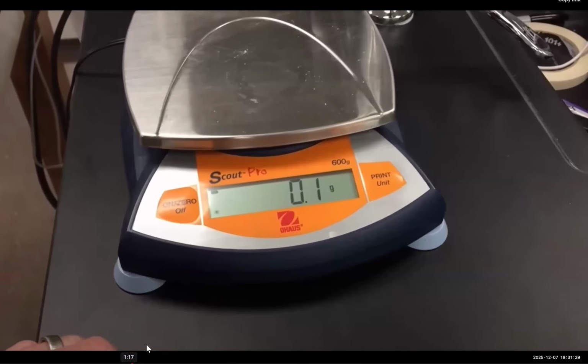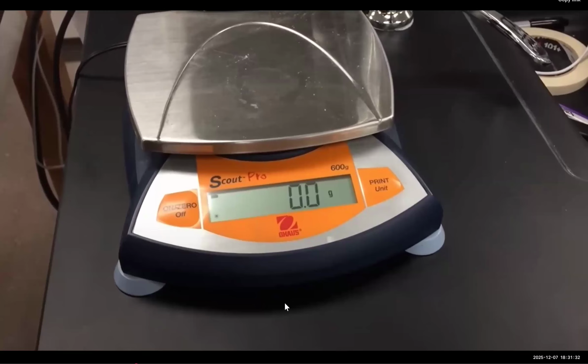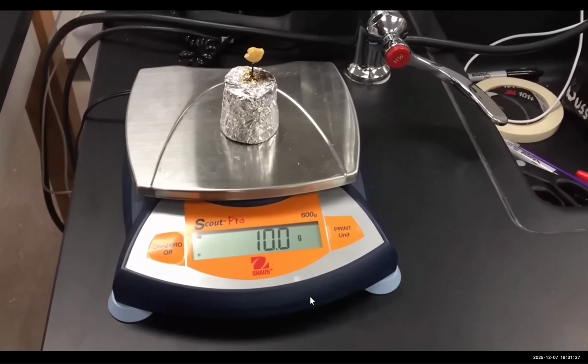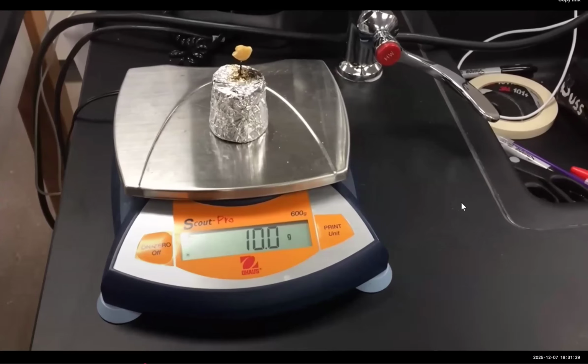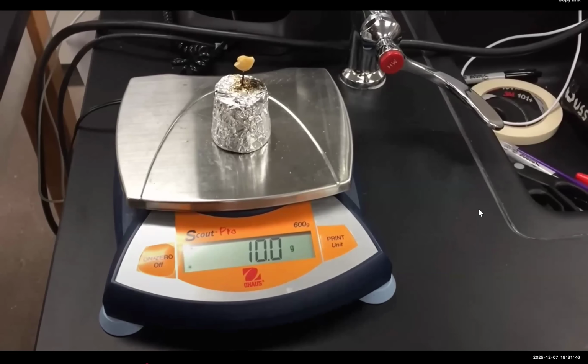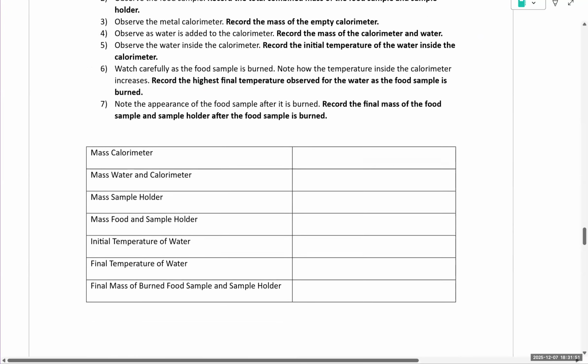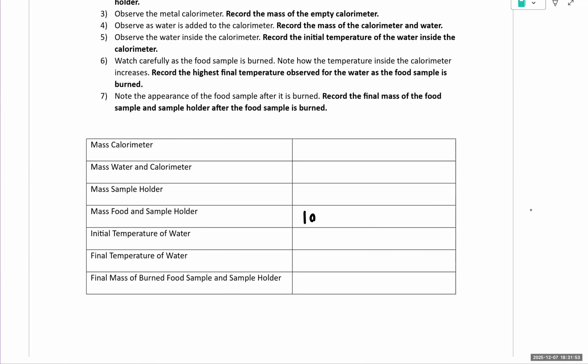Okay. So first and foremost, they are taring the balance and they're recording the combined mass of the food sample and the sample holder, which is 10.0 grams. Okay, so let's write that down. So the mass of the food and sample holder is 10.0 grams. We're going to leave the mass of the sample holder blank for now. They've already tared it.